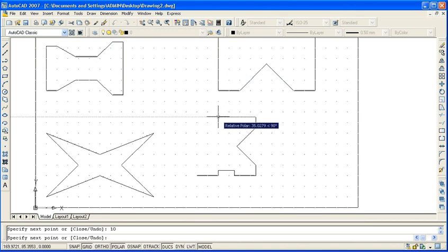Enter. Keep the cursor in the horizontal direction. 20. Enter. Keep the cursor in the vertical direction. 5. Enter. Keep the cursor in the horizontal direction. 15. Enter. Keep the cursor in the vertical direction. 5. Enter. Keep the cursor in the horizontal direction. 20. Enter. Keep the cursor in the vertical direction.